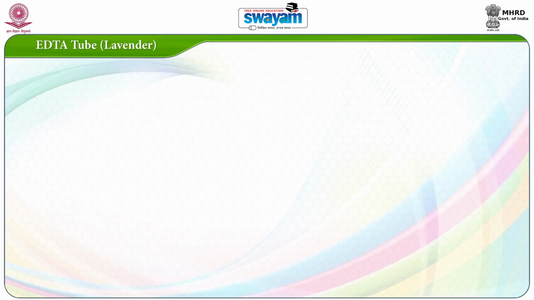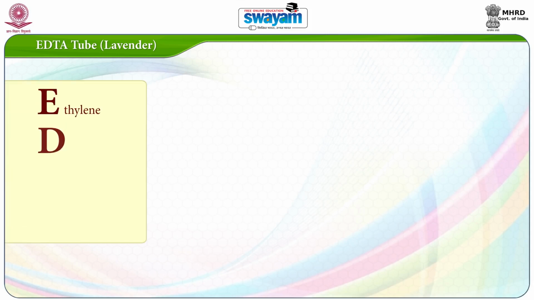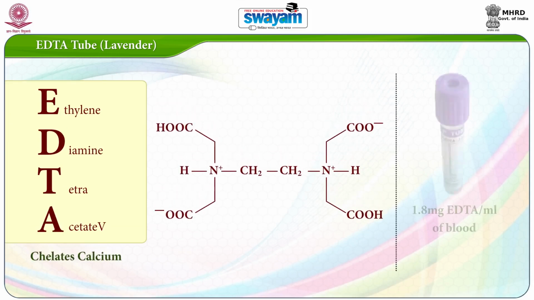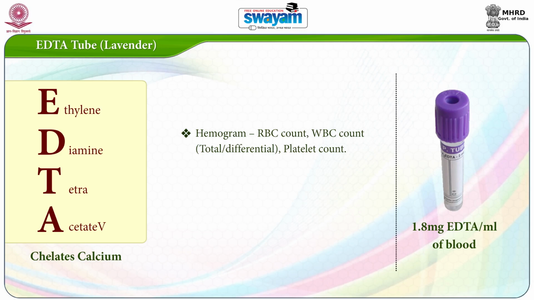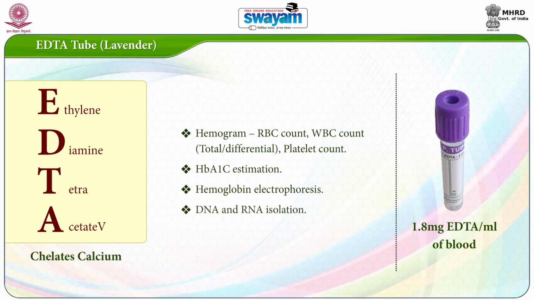Let's begin with the EDTA tube. All these blood collection tubes are color coded. The EDTA tube contains ethylenediaminetetraacetate. It is going to chelate calcium. It is an anticoagulant. The EDTA tube is used for sample collection for hemogram, that is RBC count, WBC count, platelet count. This is under the hemogram. Also for HbA1c estimation, hemoglobin electrophoresis, and all DNA and RNA isolation.